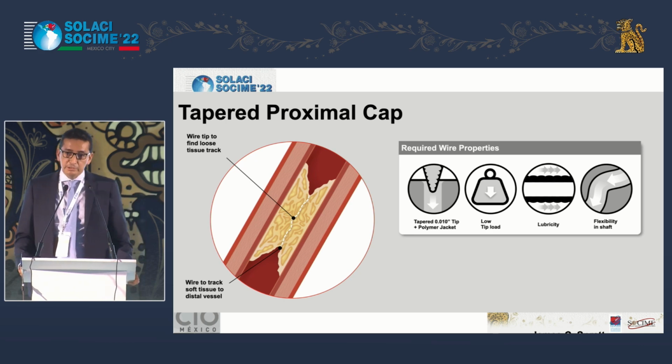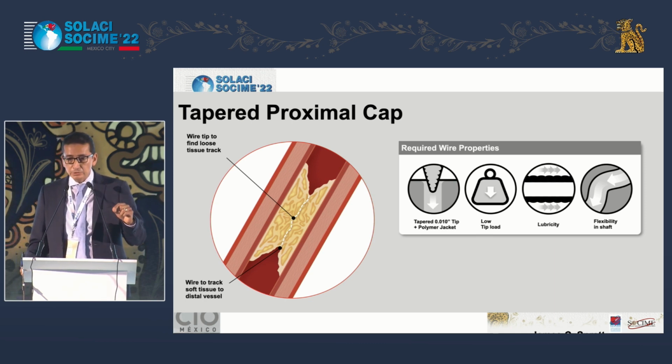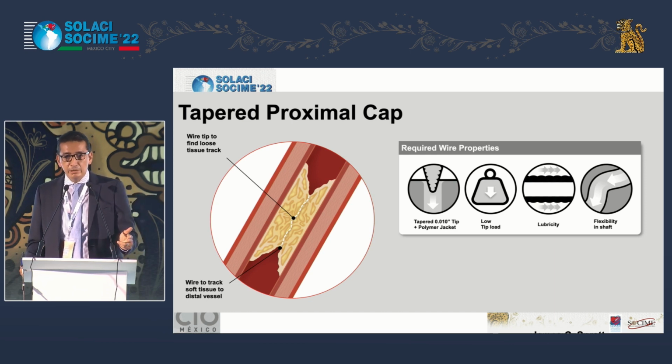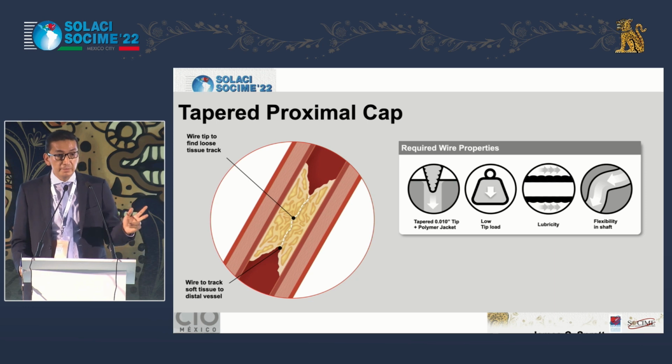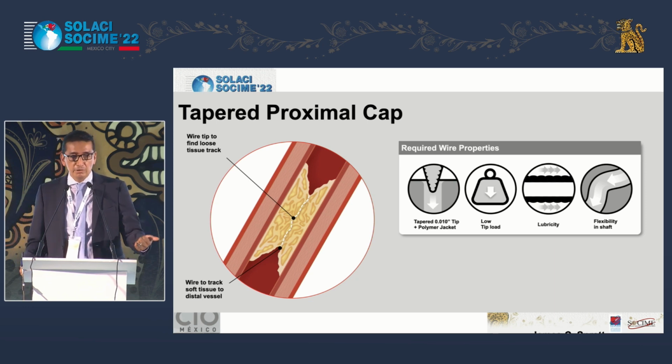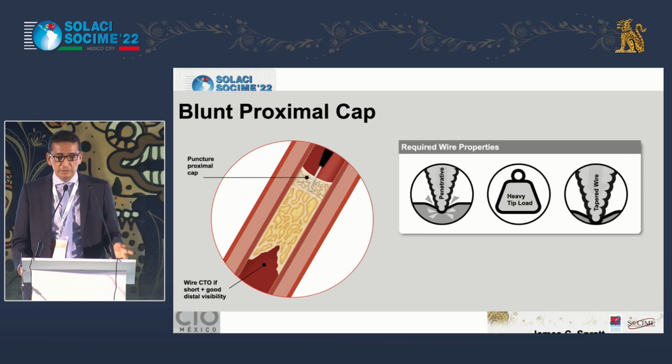Cuando dijimos un CAP proximal taper con un microcanal, en esta situación vamos a pensar en las guías con punta cónica, con polímero jacket, con baja carga en la punta, que tienen una buena lubricidad y que tienen una buena navegabilidad que te va a permitir posiblemente cruzar. Estas son ya sea una Fighter, una Fielder XT como tus opciones iniciales.